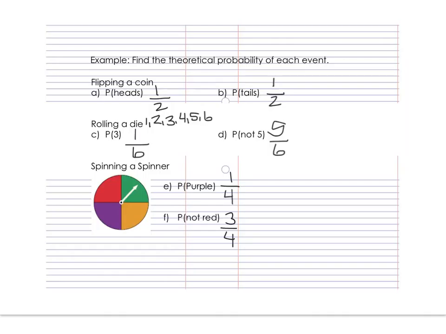Now again, these are theoretical probabilities. This is what we would expect to happen in a perfect world. Like if I were to spin the spinner 4 times, 3 out of those 4 times, I would not get red. 1 of the times I would. That's a perfect world. Doesn't happen in an actual experiment, but that's what we'd expect to happen.